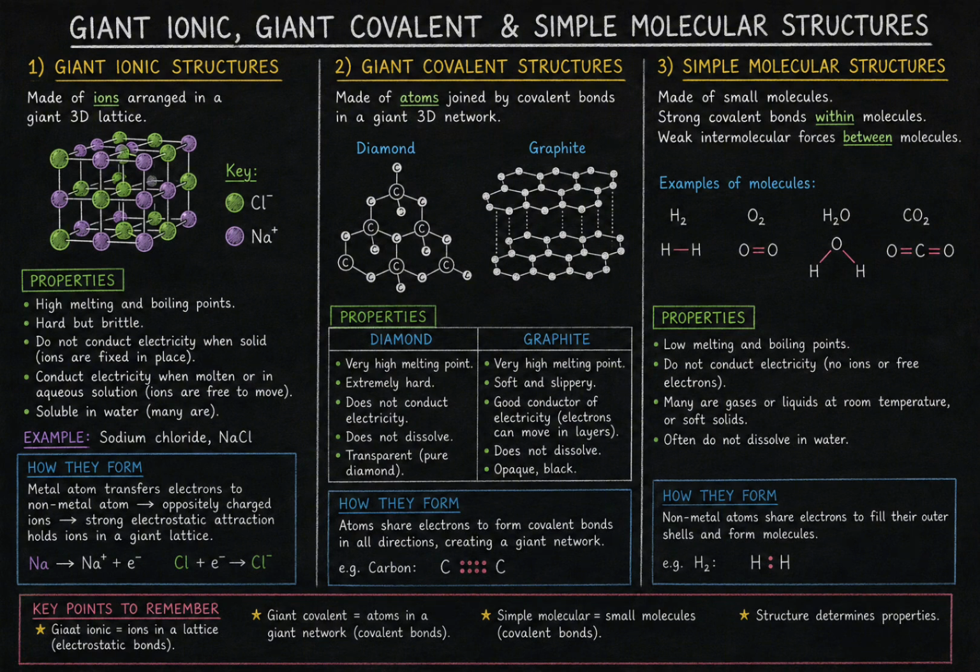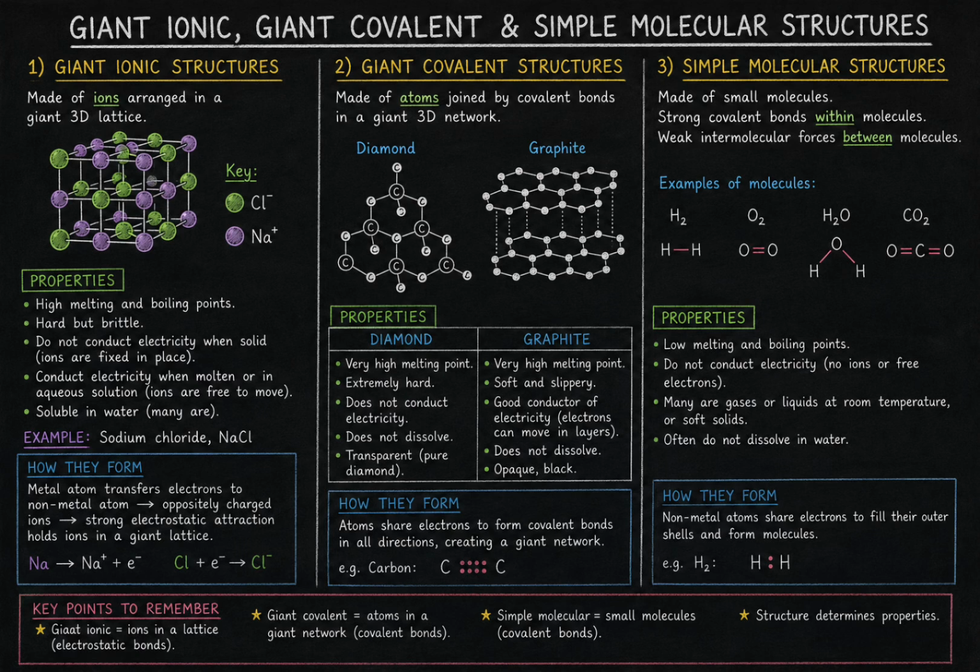Every carbon atom forms 4 covalent bonds. This creates an incredibly strong structure. As a result, diamond has a very high melting point, is extremely hard, and does not conduct electricity because there are no free electrons. Graphite is different.